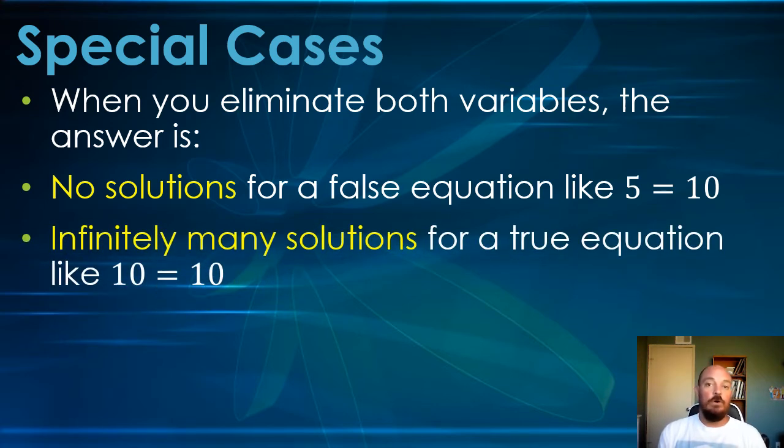Now, if all the variables cancel and you get a true statement, like 10 equals 10, or -2 equals -2, or something like that, then what you get is infinitely many solutions. And this is the algebraic version of when you have two lines, but they're actually the same line on top of each other. You have one line here, and the other one is actually the exact same equation on top of it. So let's do one more example.